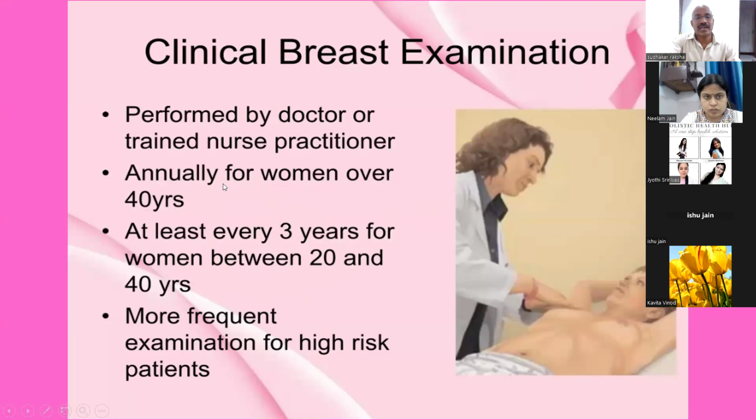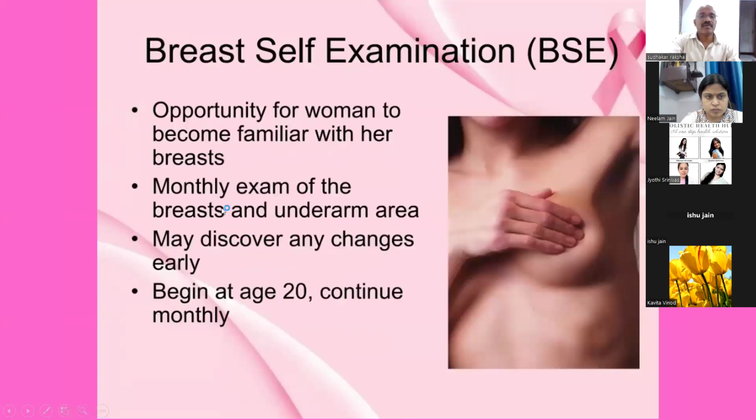The clinician will just palpate the breast, and if there is any risk, they will ask for FNAC or mammogram. So after 40 years, annually, the breast examination should be done by the clinician. Breast self-examination should be done. You should examine even under the arms, and you may discover any changes. If there is any asymmetry in the breast, if one nipple is higher or lower, if there is a retraction of the nipple, if there is a skin change, then you should consult a doctor and get it cleared.